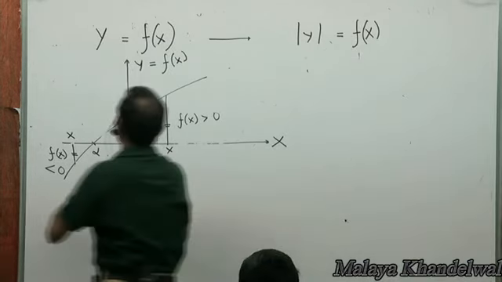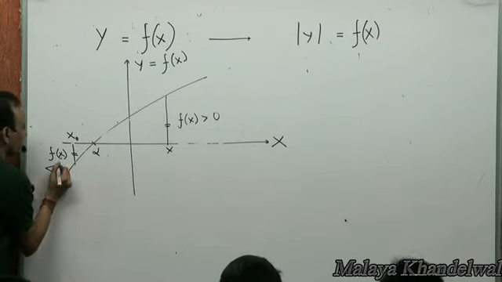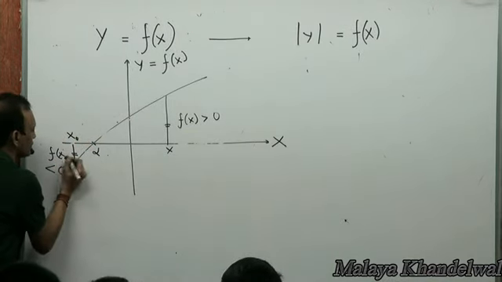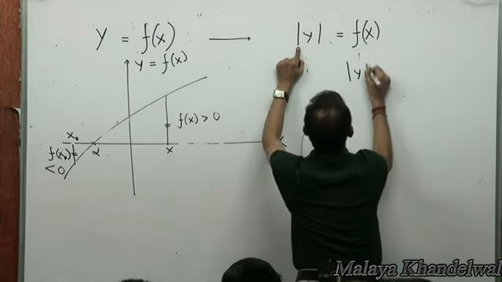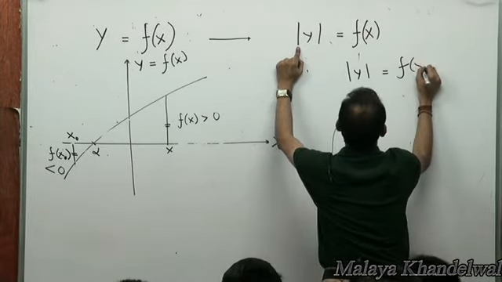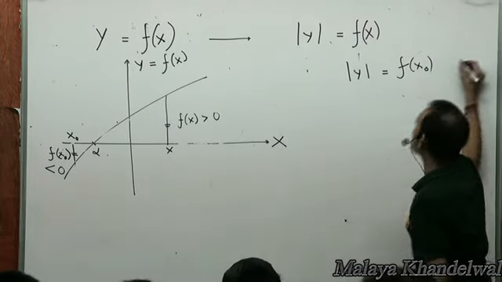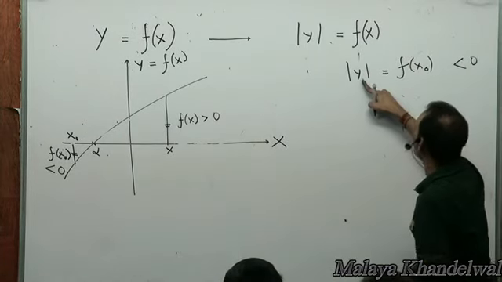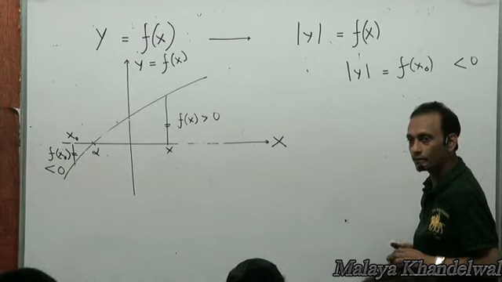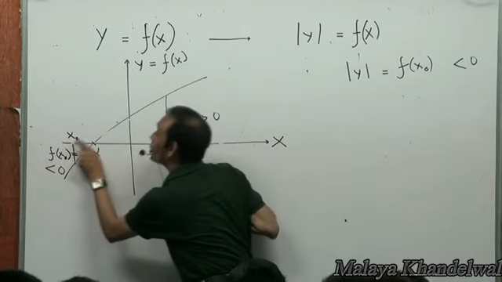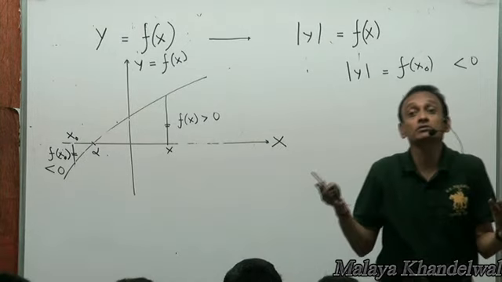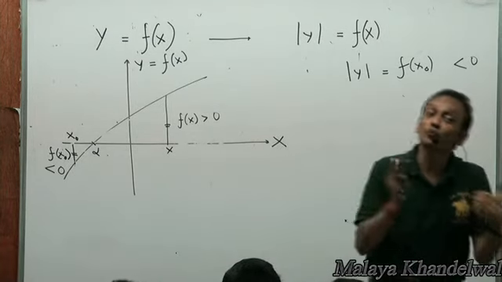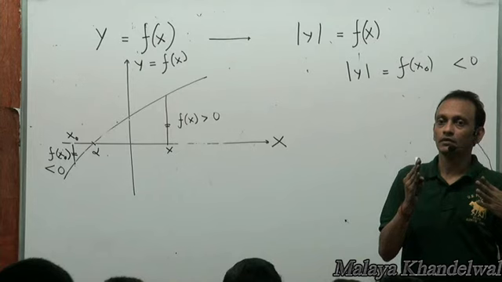Say this is x equal to x naught. f of x naught is less than 0. So can I find y such that mod y is f of x naught? f of x naught is negative, so can I find a y such that mod y is negative? No. Therefore, for all such x naughts to the left of alpha, I can't create a transformation from y equal to f(x) to mod y equal to f(x).